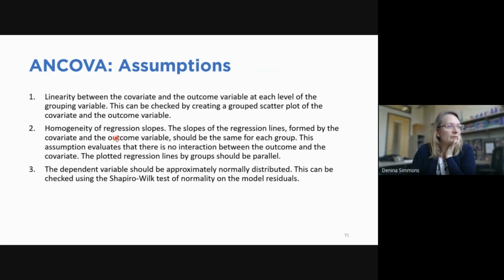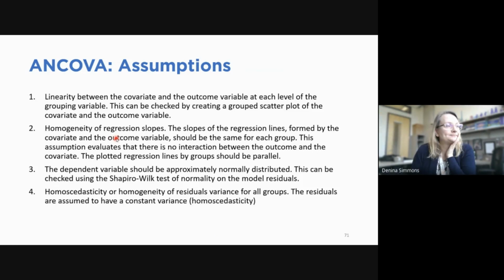Your dependent variable should be approximately normally distributed. Remember, I told you that for both ANOVA and linear regression, the assumption is that your data is normally distributed, and it meets that assumption. And you can check this by doing the Shapiro-Wilk test.